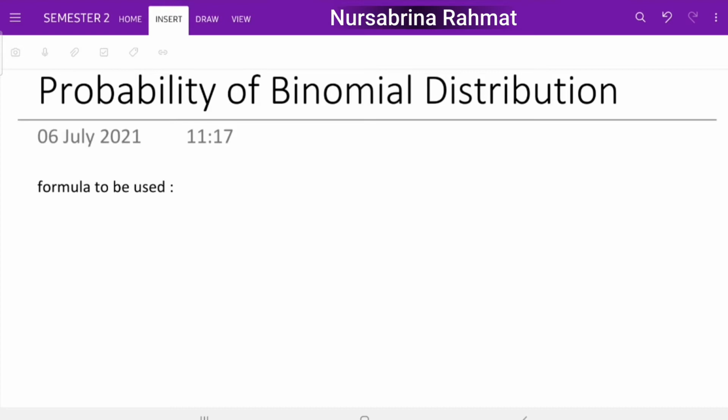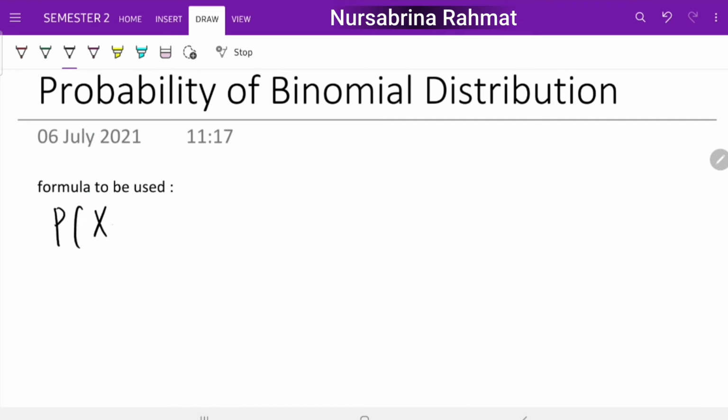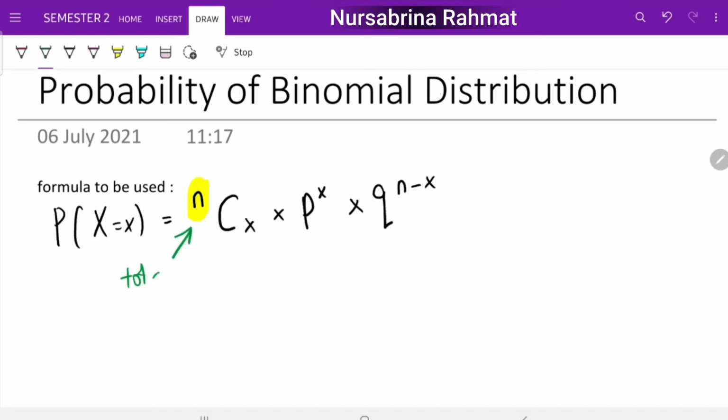To calculate the probability in binomial distribution, you need to use this simple formula. P(X = x) equals n choose x, multiplied with p to the power of x, multiplied with q to the power of n minus x. So what is n, what is p, what is q, and what is x? Your n here is the total number of trials in the experiment.